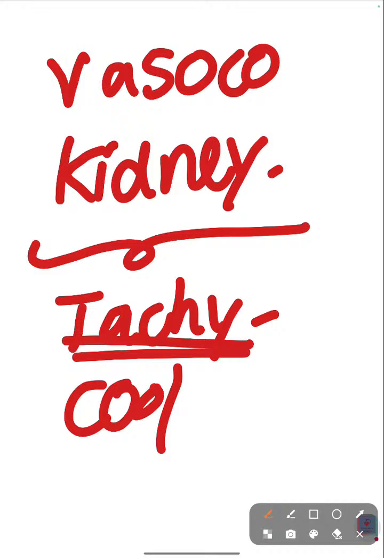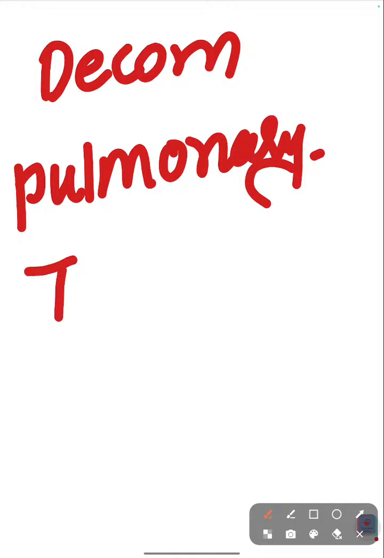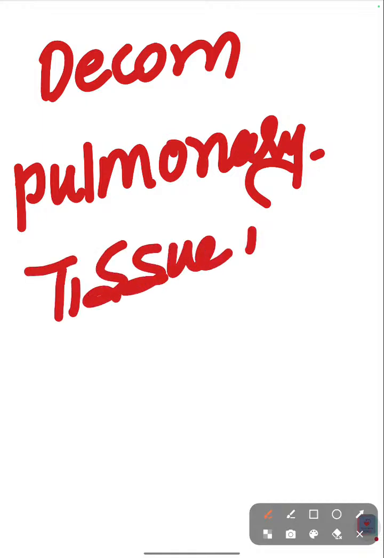Okay, progressive decompensated shock. In decompensated shock, what you will see is pulmonary hypoperfusion. The lungs are not getting oxygen. There is tissue ischemia. There is lactic acidosis, metabolic lactic acid. The pH will fall. Okay.